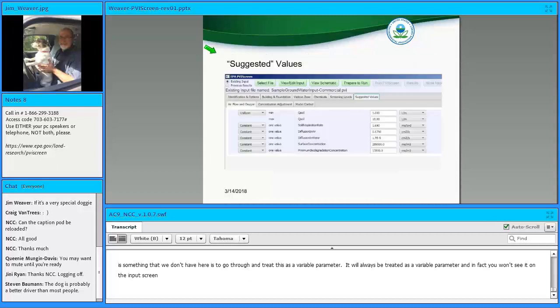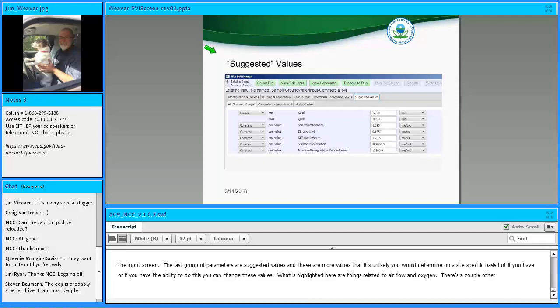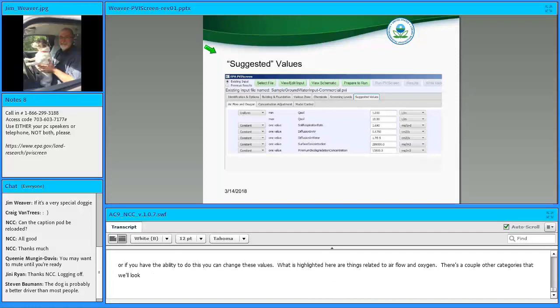The last group of parameters I'll talk about are suggested values, and these are more values that it's unlikely you would determine on a site-specific basis. But if you have the ability to do this, you can change these values. What's highlighted here are things related to airflow and oxygen. There's a couple other categories that we'll look at when we do the live demo, but these sit there on their own. As I said, you can change them, but it's unlikely you're going to have a way to get good estimates of these.